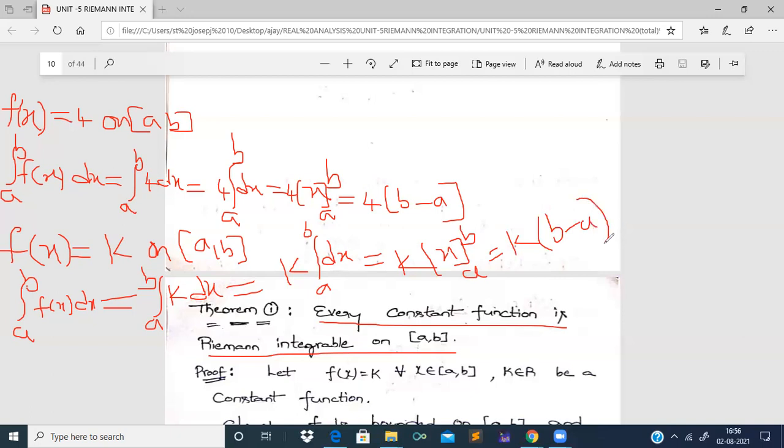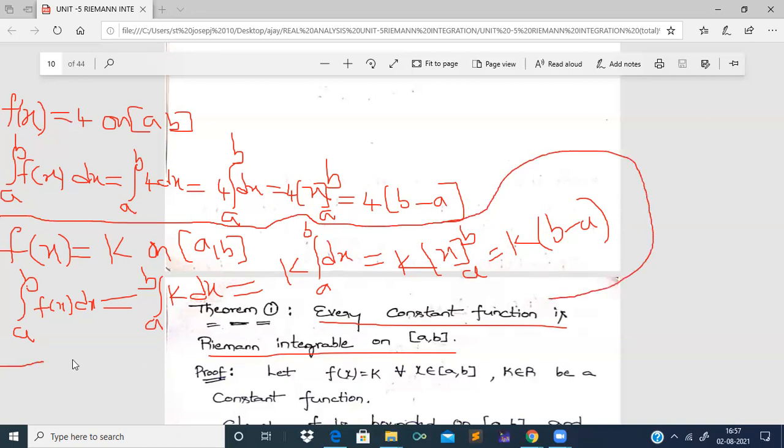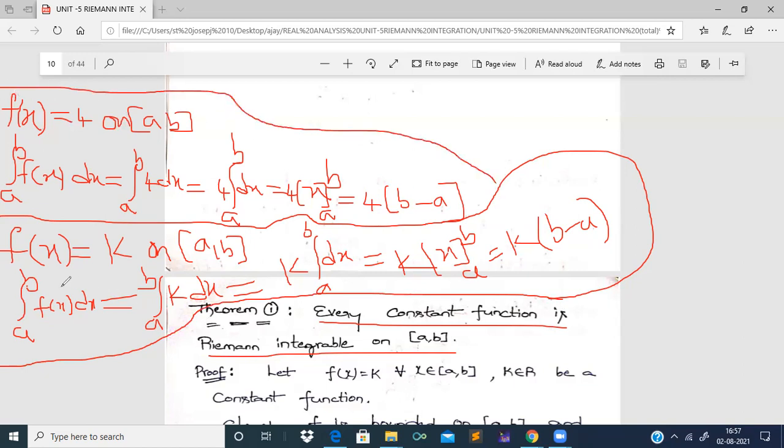That is what we have to prove in this theorem. So the first part which I have shown you is an example, and the next part is the standard part which is to be proved in this theorem, using the conditions of Riemann integrability. It is an example and it is the theorem.